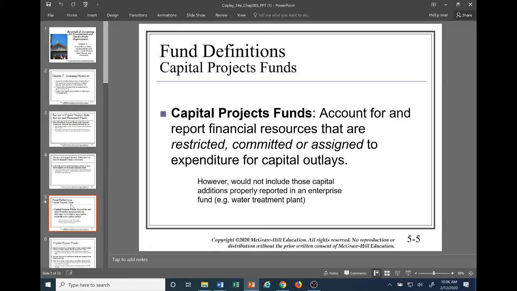Capital projects fund. Let's just look at the actual definition of it. It says capital projects funds account for and report financial resources that are restricted, committed, or assigned to expenditure for capital outlays.